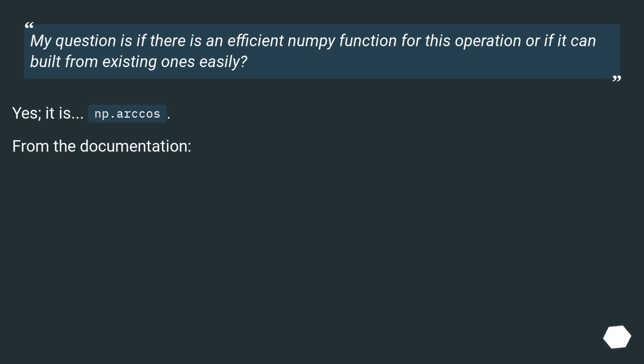My question is if there is an efficient numpy function for this operation or if it can be built from existing ones easily? Yes, it is. np.arccos. From the documentation.